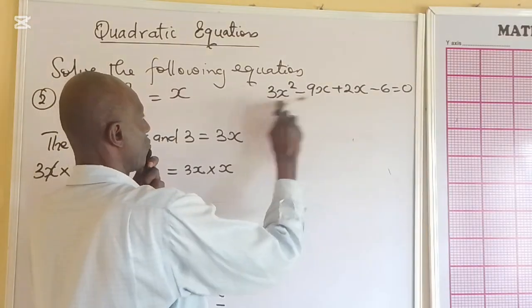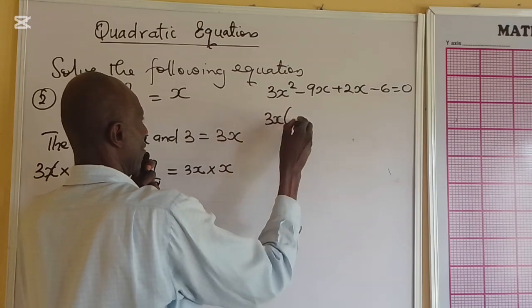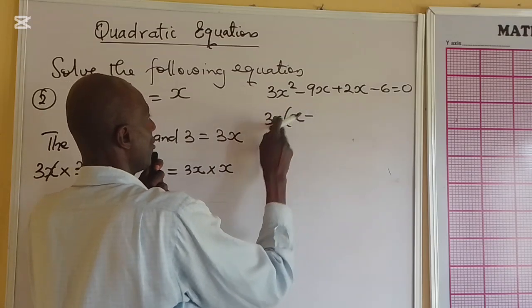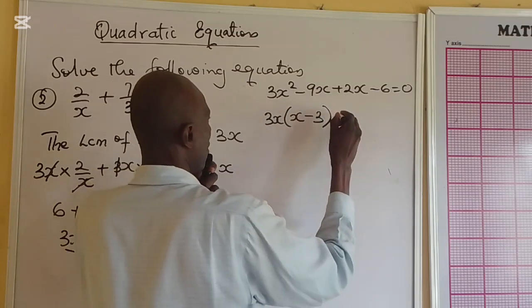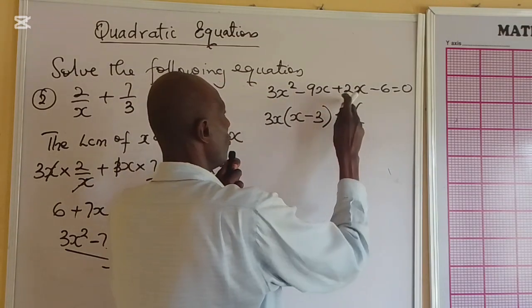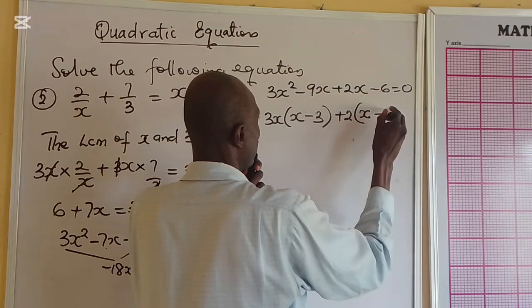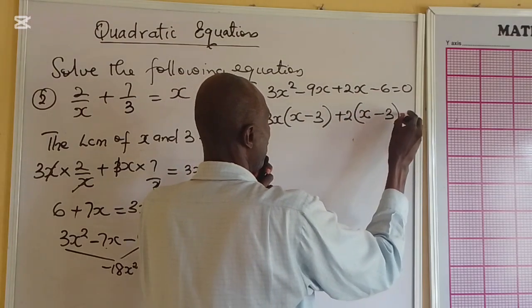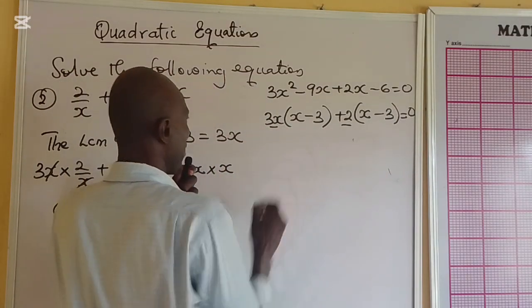Now factor out what is common here, which is 3x. We divide this, and we are left with x. We divide this, and we are left with 3. Now factor here, you have plus 2 as a common term. You divide this, you are left with x. You divide this, you are left with minus 3, is equal to 0.